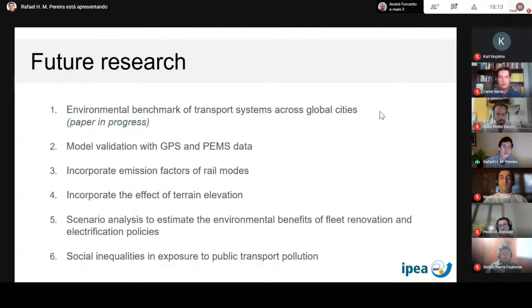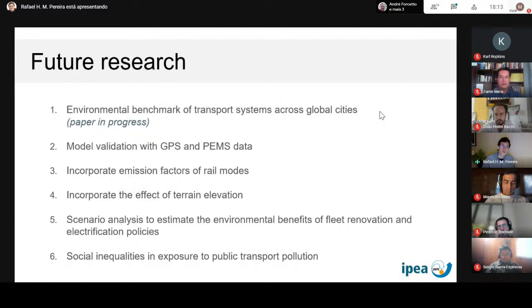And in my final slide, Sergio asked us to reflect a bit about future research agenda. One of the most immediate tasks in our research agenda right now is to write a paper doing an environmental benchmark comparing the public transport emissions across different global cities. This is a paper that we have been developing, in progress in collaboration with Robin, with Sergio, with Sonia Ye from Sweden, and a few others. We are still very much working on this paper, and the idea is to have a benchmark comparison of at least 20 global cities.